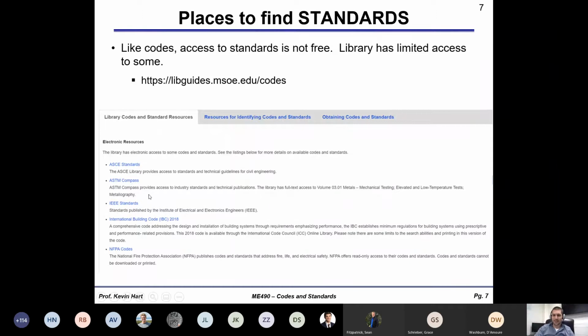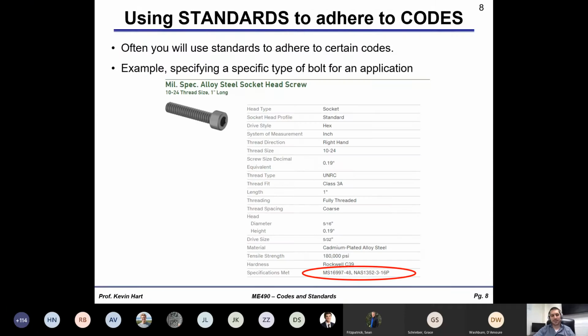There you go. Some other things: high and low temperature testing, metallography, etc. Those are things that the library has access to. IEEE standards, these are all things electronics related. So what's a standard outlet look like? How much amperage, voltage, what's the hertz, the frequency coming out of that outlet, etc. All that information is available through the library standards. So do that.